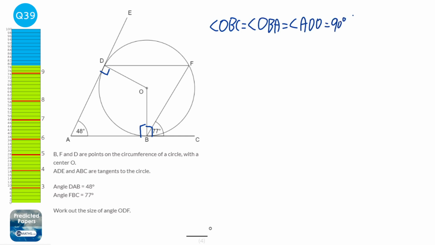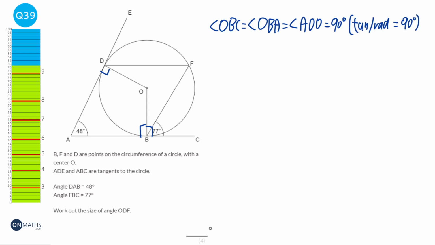And we have to show the reasons. Most of the marks in this question will be for the reason. So it's going to be a tangent radius equals 90 degrees. And try and write out the full reasons. I'm going to just keep it a little bit contained, just so I can fit this answer all on the same slide.